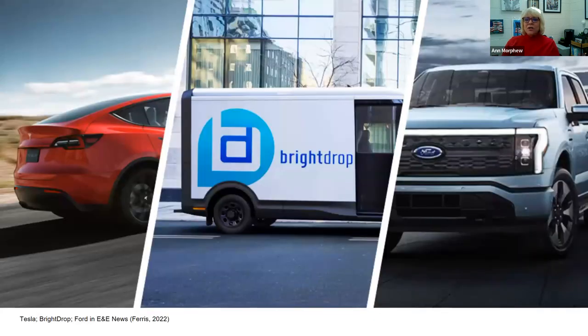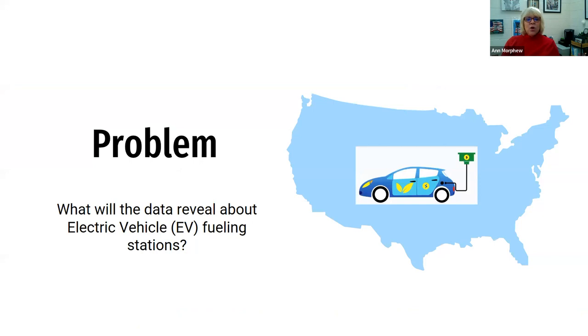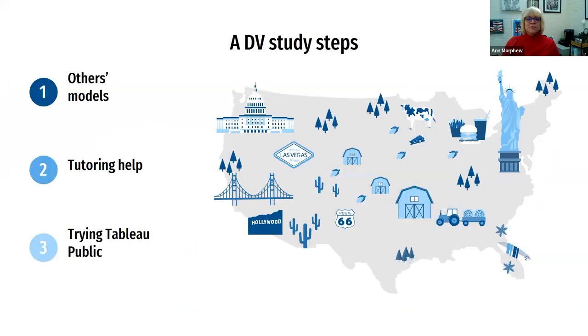So now we're going to go across the United States, particularly across Tennessee, to look at a few more data things. What would the data set reveal about the fueling stations? I've shown you other models. I've told you about my tutoring help to learn how to navigate Excel beyond my rudimentary skills.